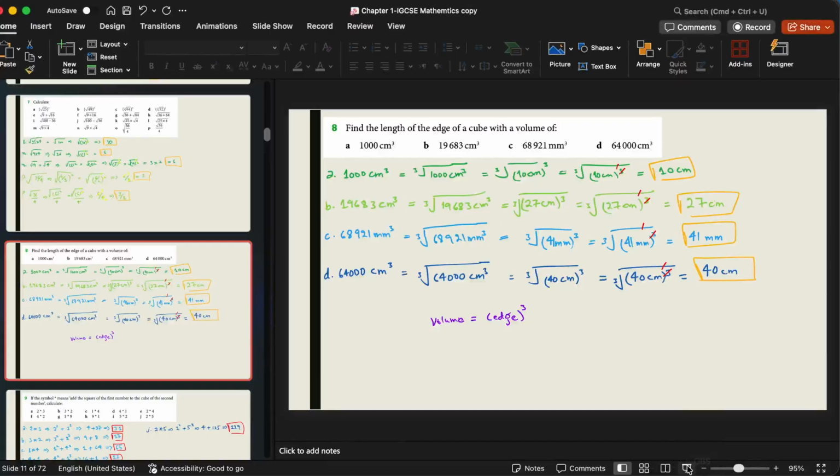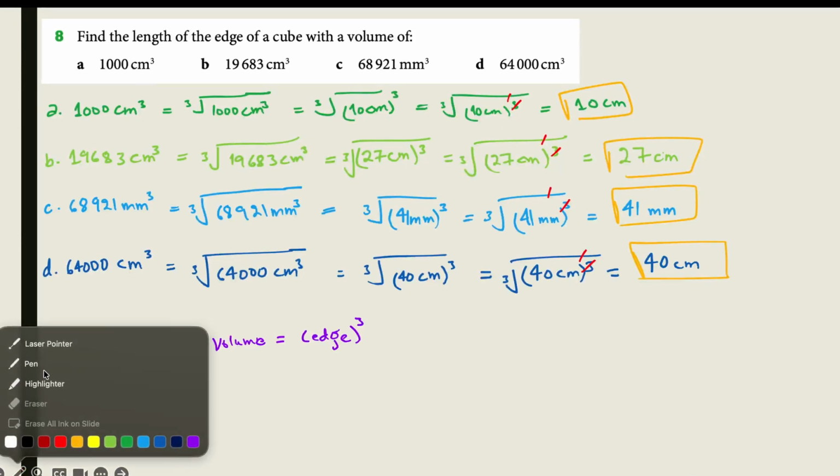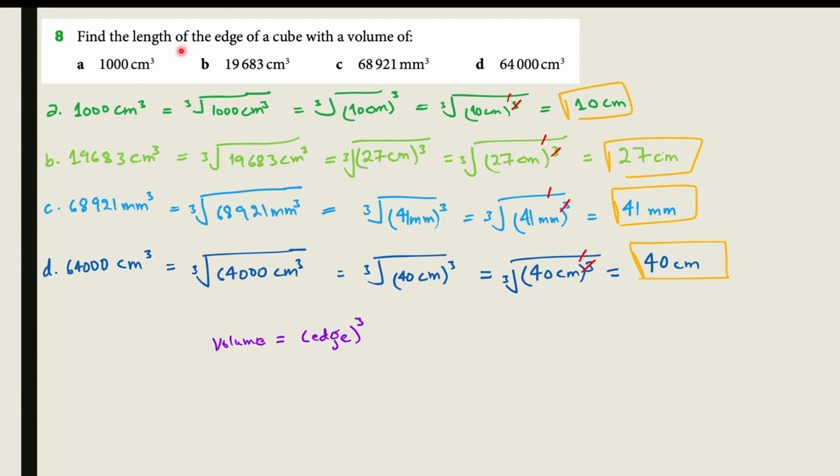Next question of the exercise says that find the length of the edges of a cube with a volume of 1000 centimeter cube, 19,683 centimeter cube, 68,921 millimeter cube, 64,000 centimeter cube. So remember that volume of a cube is given by volume is equal to edge cube.